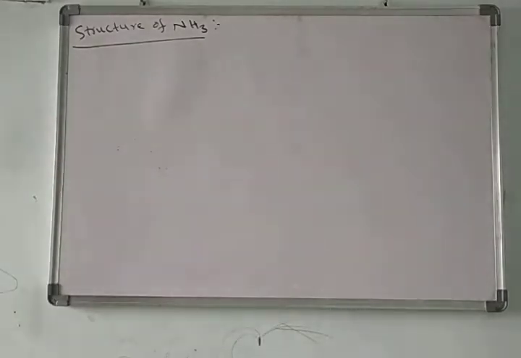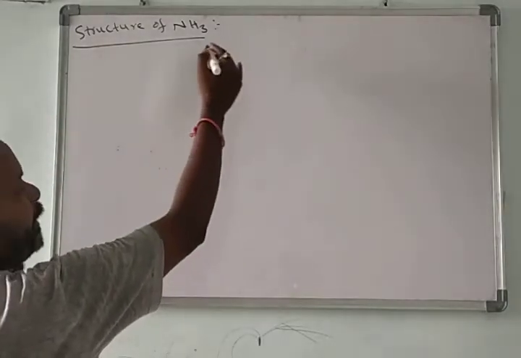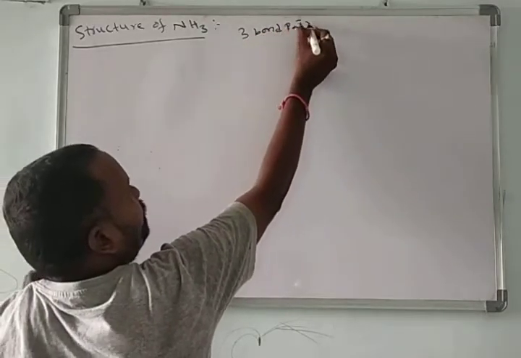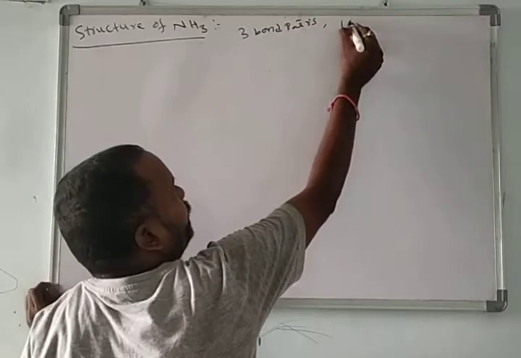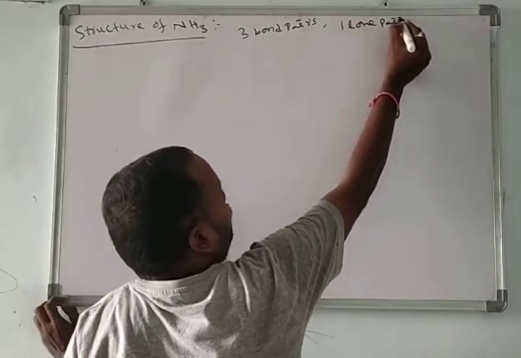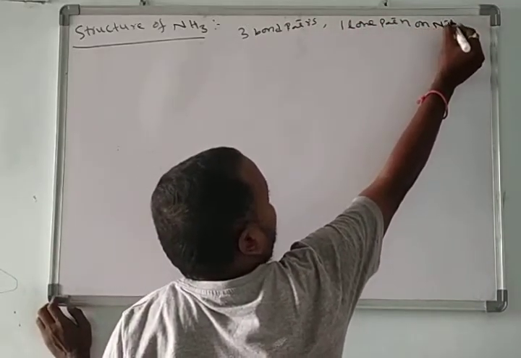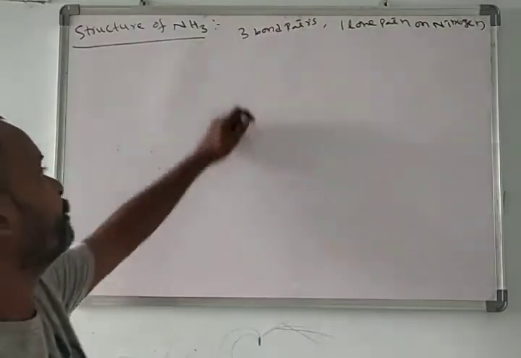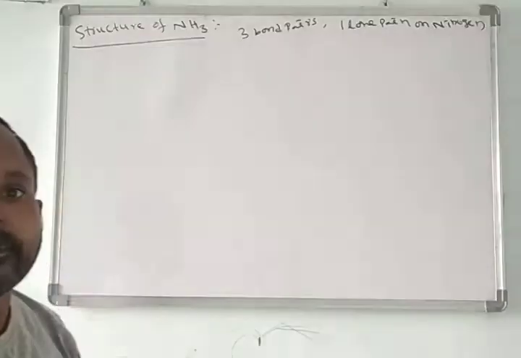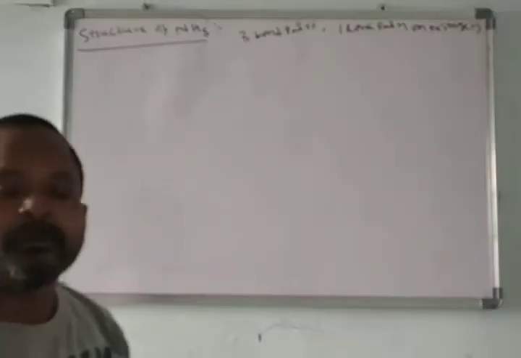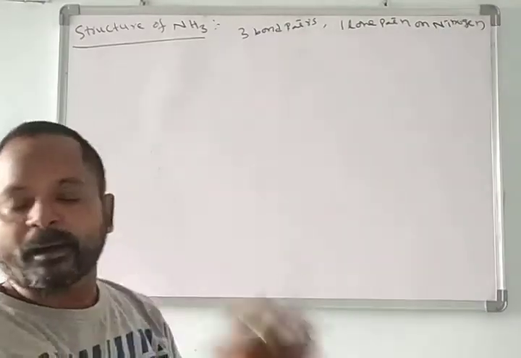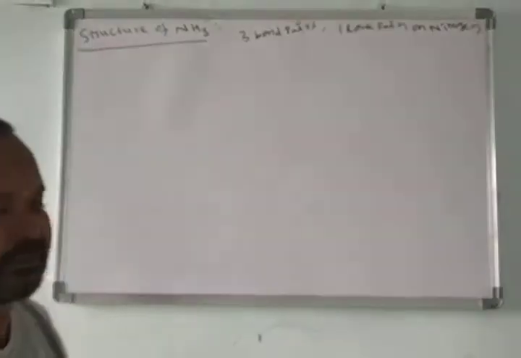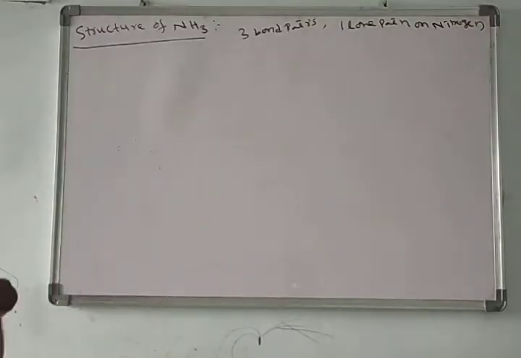Okay, when we see ammonia, it has three bond pairs and one lone pair on the nitrogen atom. Due to repulsive forces between bond pair and lone pair, the bond angle, compared to the actual bond angle, is less due to these repulsive forces between bond pairs and lone pairs.